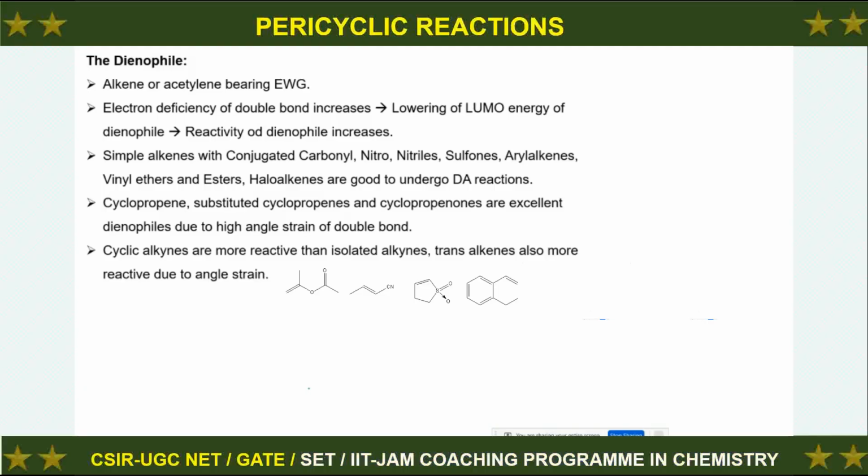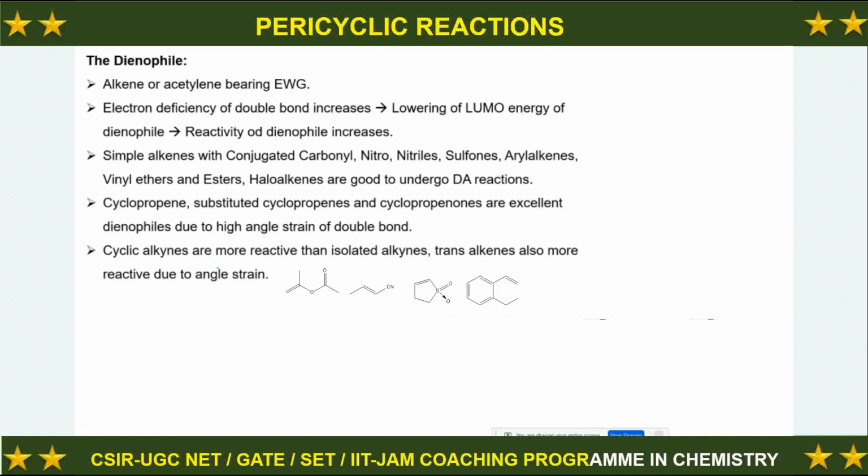Okay. So simple alkenes with conjugated carbonyls are examples. Carbonyls, nitro, nitriles, sulfones, aryl alkenes, vinyl ethers and esters, and haloalkenes are good for the Diels-Alder reaction. Then cyclopropene, I already stated that. Cyclopropene, substituted cyclopropenes, and cyclopropenones are excellent dienophiles because of the high angle strain within the double bond. That is already about 120 degrees in cyclopropene, right? So the double bond is also very strained, so it's better to release that, and it will easily undergo the Diels-Alder reaction.